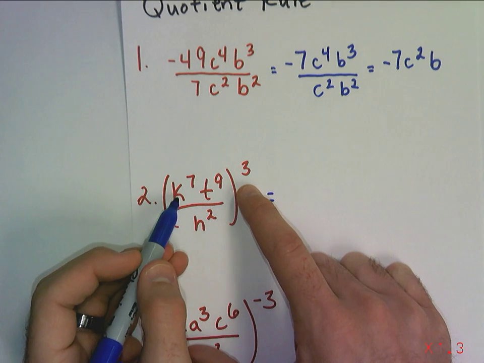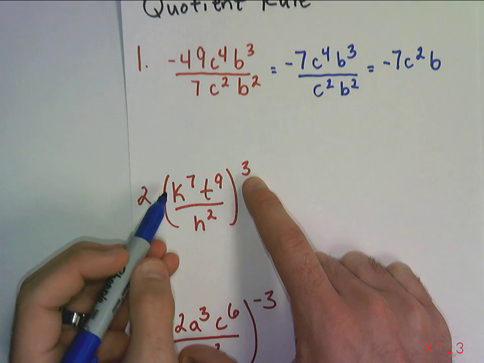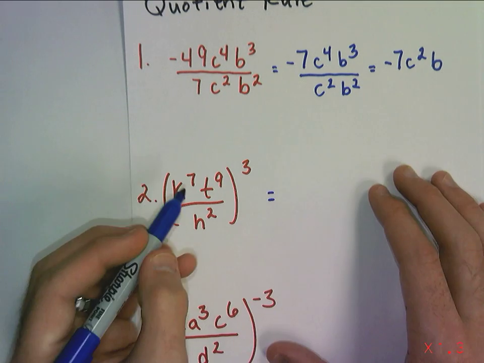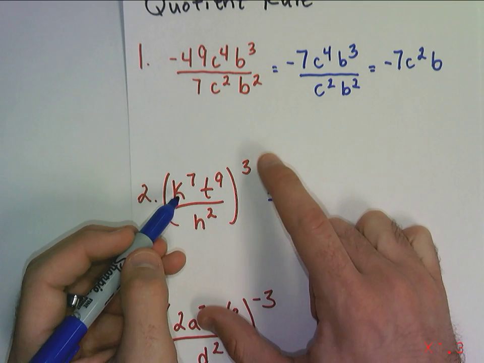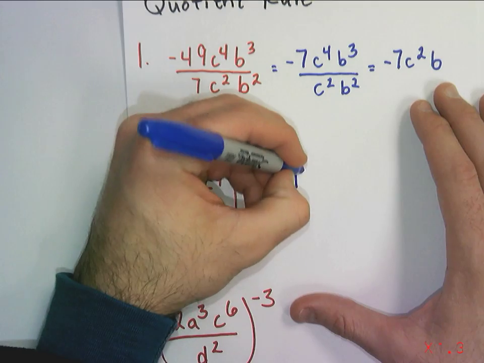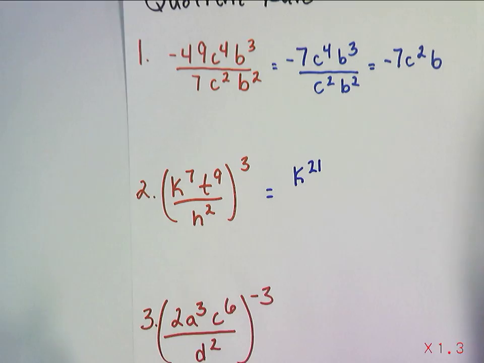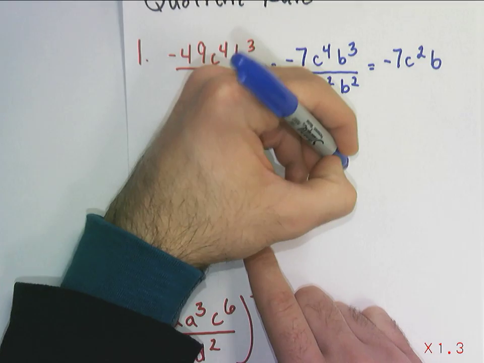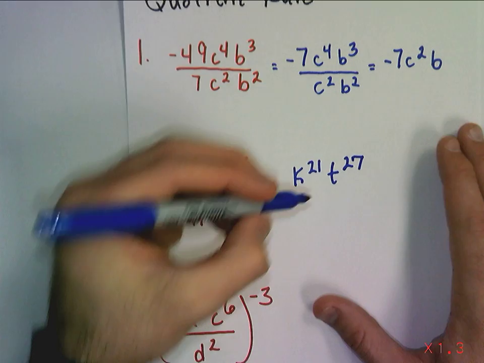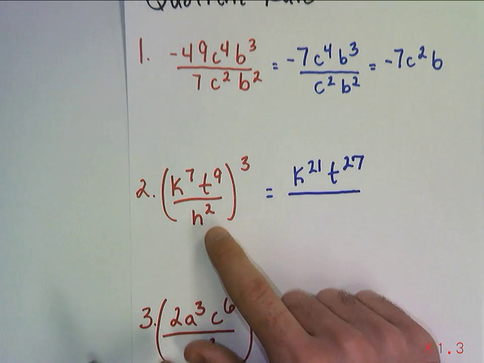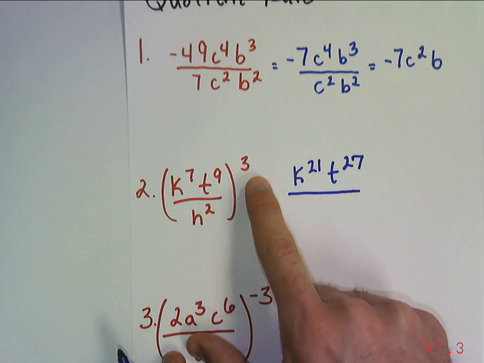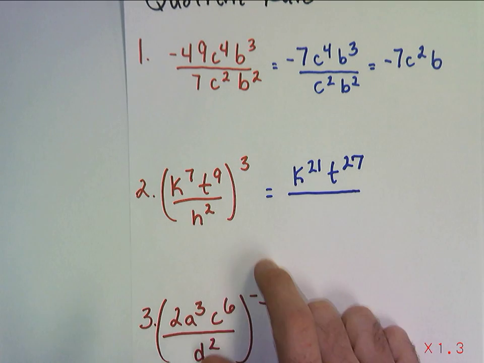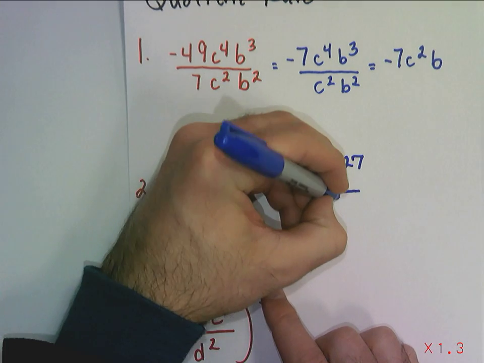So I don't have any coefficients. Well, there's a 1, but 1 to the third power is just 1, so we don't need to worry about that. K to the 7th, and this is to the third, so I'd have k to the 21st power, because you're multiplying, times t to the 27th power, and we can't forget about the denominator here. It's the same thing, that's that rule. So I need to multiply this 2 by this 3, which gives me h to the 6th.